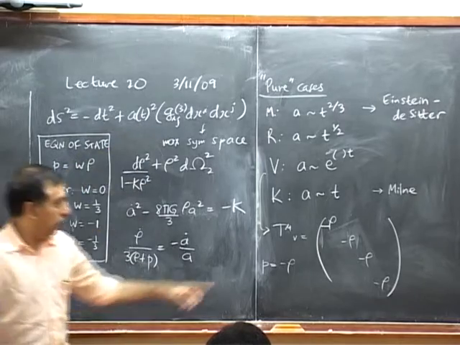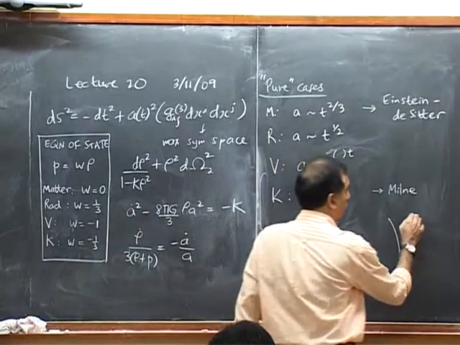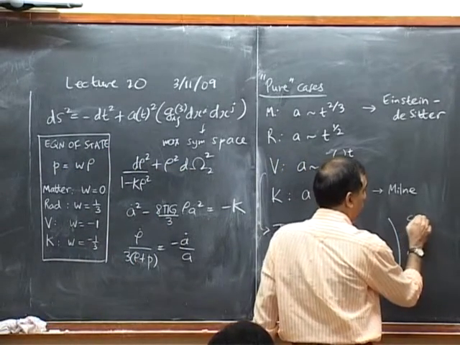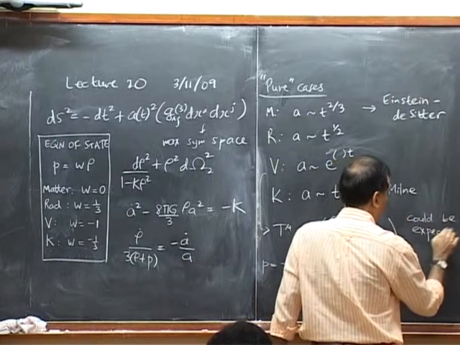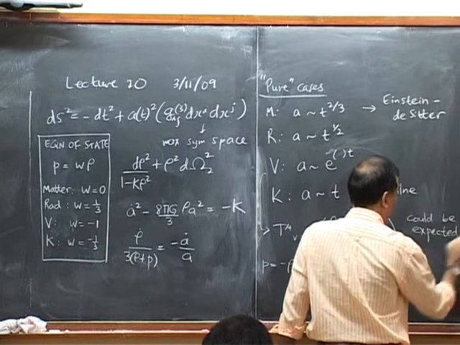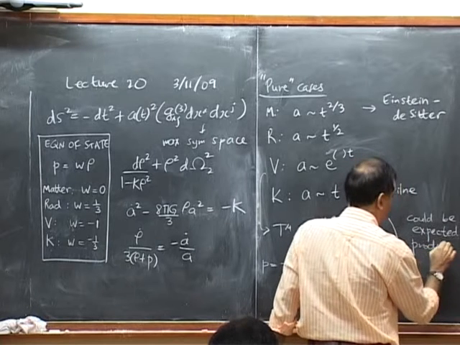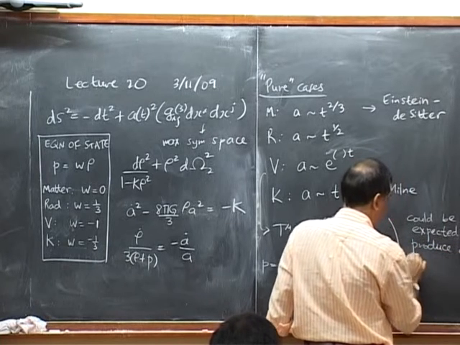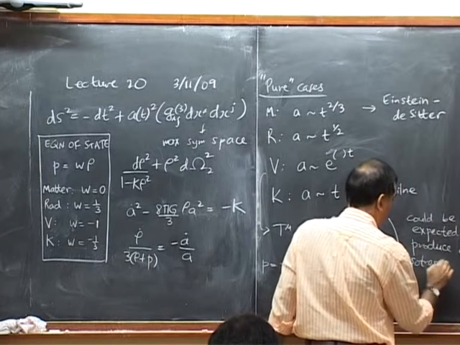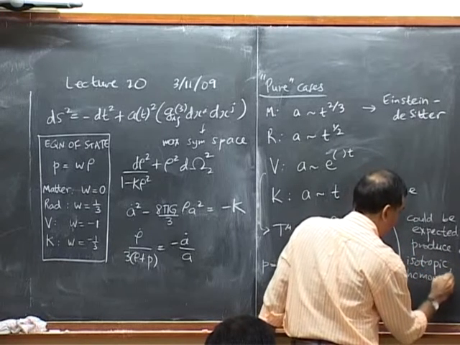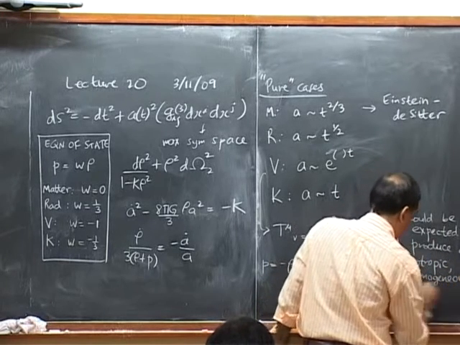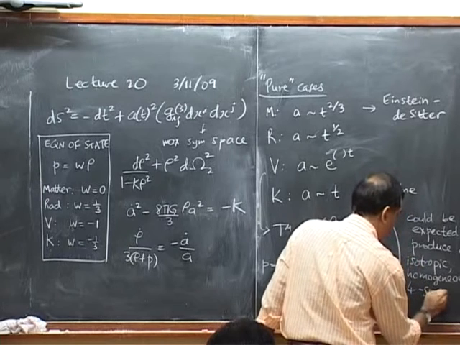So in other words, it could be expected, and in fact it's true, to produce an isotropic space-time.